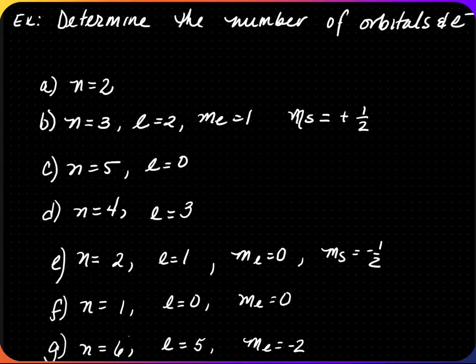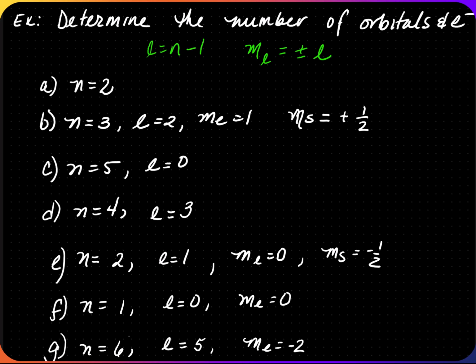Pause the video and try these problems on your own and then check your answer. So determine the number of orbitals and electrons. So orbitals are orientations in space. So orbitals is magnetic quantum number, which is ML, which is going to be plus or minus L. And we know that L is equal to n minus 1.